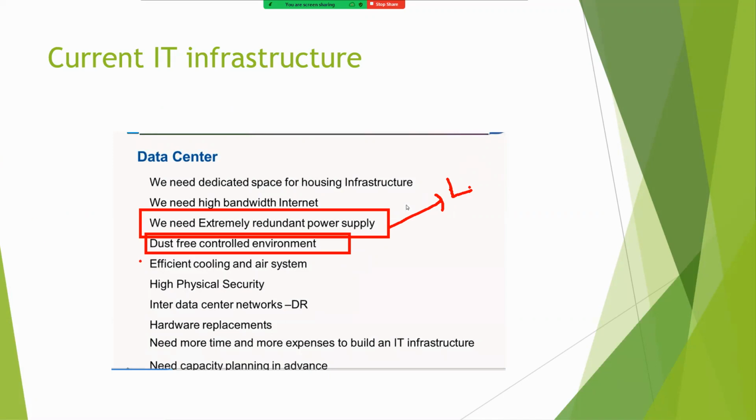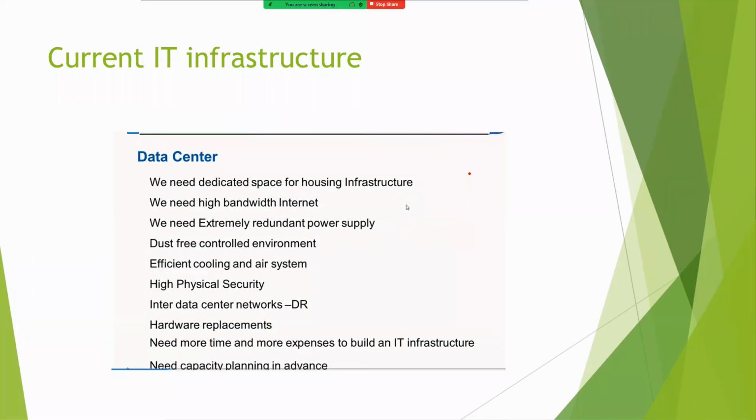Okay, next, efficient cooling system. You know, right? If you enter the data center, you can see less than 10 degrees Celsius temperature. Why? Because servers are releasing a lot of heat. If the environment gets heated, your servers will go into a hung state. If servers go into a hung state, your application will be down. If the application is down, business is not happy. If business is not happy, then our jobs are also not happy. That is interrelated. Next, high physical security is required.